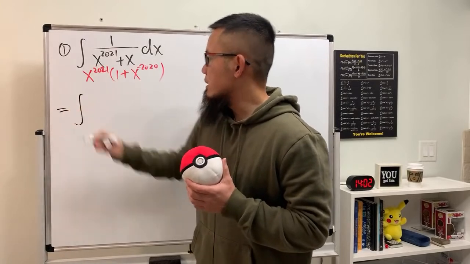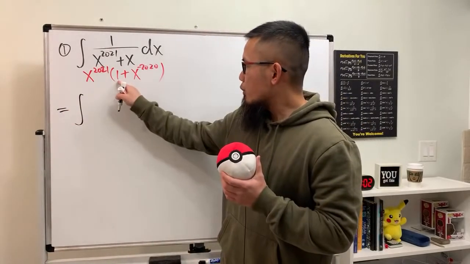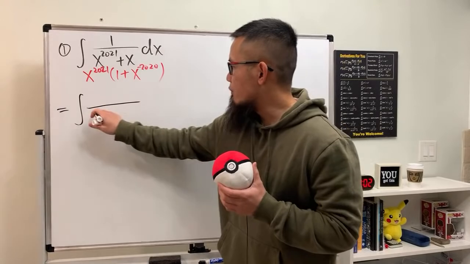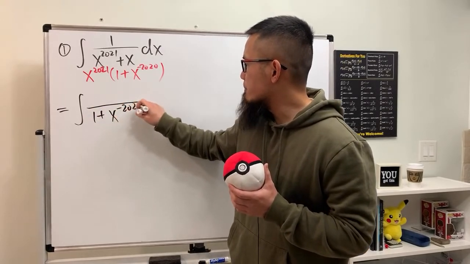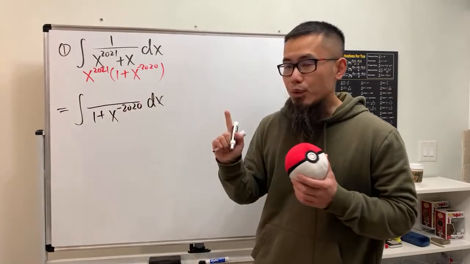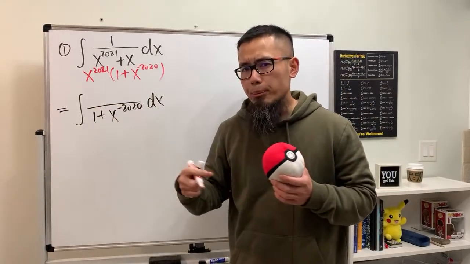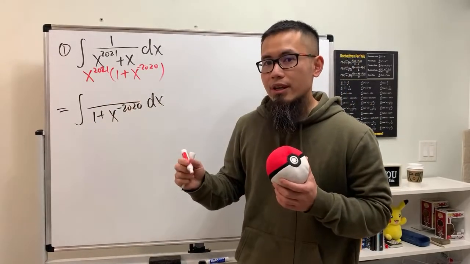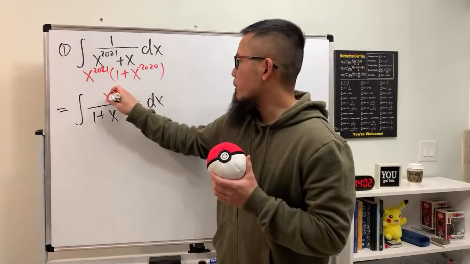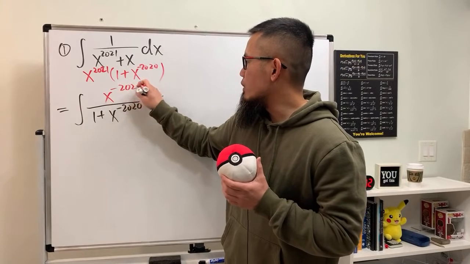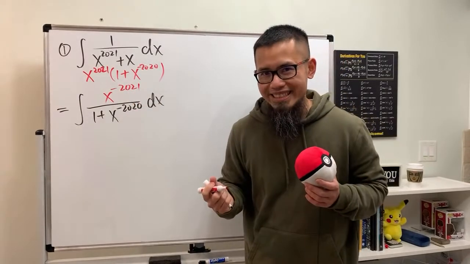Here becomes the integral, and then we are going to keep this on the bottom. So we have 1 plus x to the negative 2020th power. And then we can bring the other factor to the numerator, and we will just get x, but you make that into a negative exponent, namely negative 2021. And do we see it?